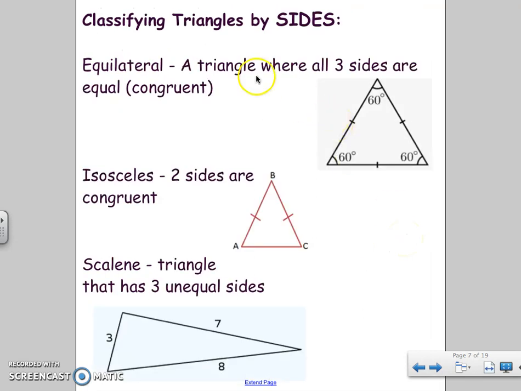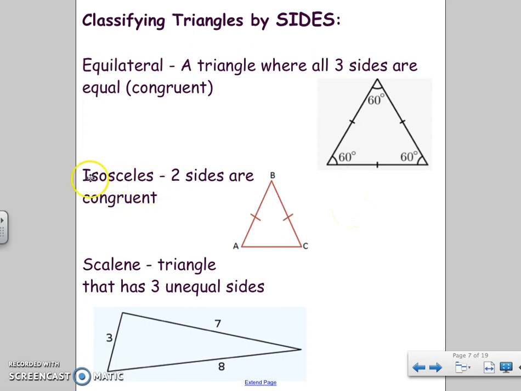And then if we move on, we can also name them by their sides. So equilateral comes from equi, meaning equal, and then lateral, meaning sides. So an equilateral triangle is a triangle where all 3 sides are the same. So they'll give you these little tick marks to represent that they are congruent. And notice it's also going to be equal angular. Okay, so equilateral and equal angular mean the same thing, except one deals with sides, one deals with angles.